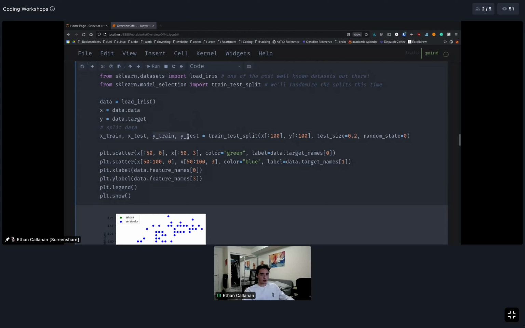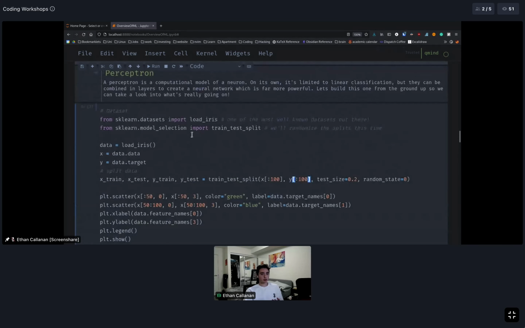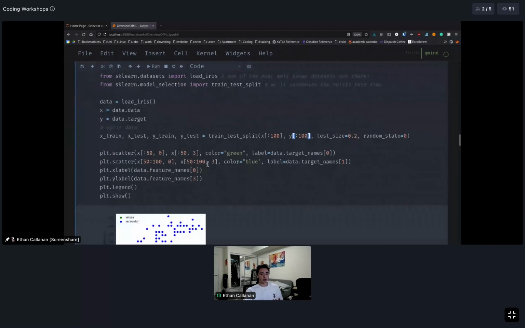We just put our x's first, our two y's. It's always train, then test. And then you call it on the subset of data. So here, I'm only going to use two classes because, like I said, a single perceptron is only capable of doing linear classification. So it can only classify between two classes. You would need more perceptrons to make use of all three that are in this data set.